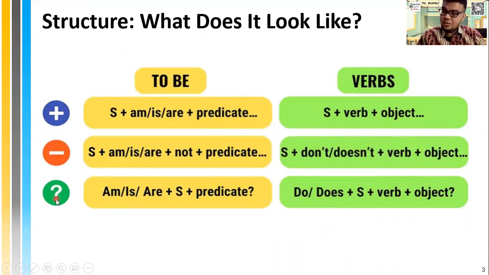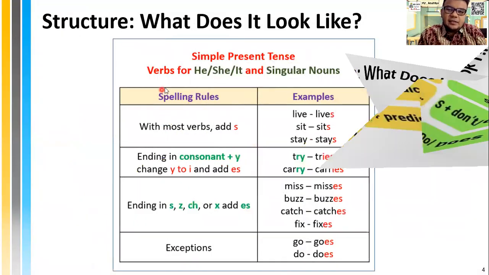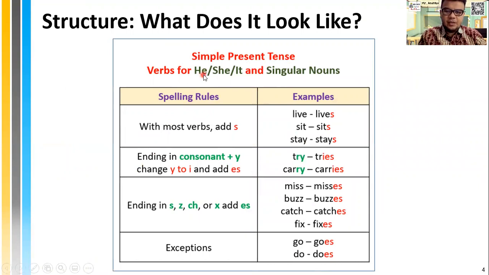And for questions, interrogative form, for the to be, is am, is, or are plus subject. Is she happy, for example, right? Or the verbs do or does plus subject plus verb for object. Does she like apples? For example, do they play football? Right?